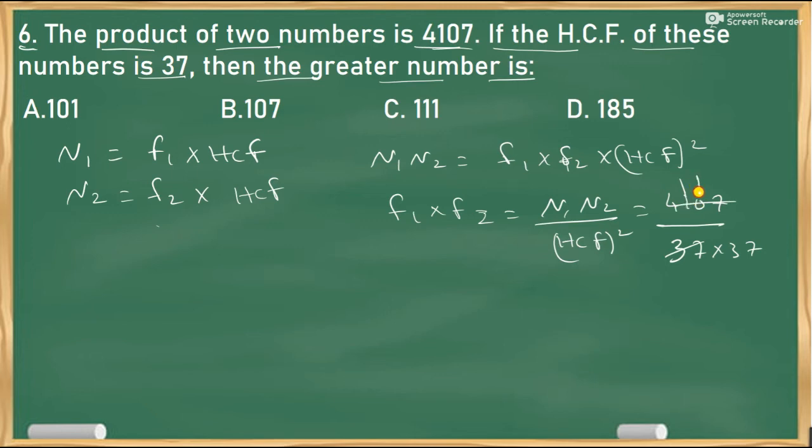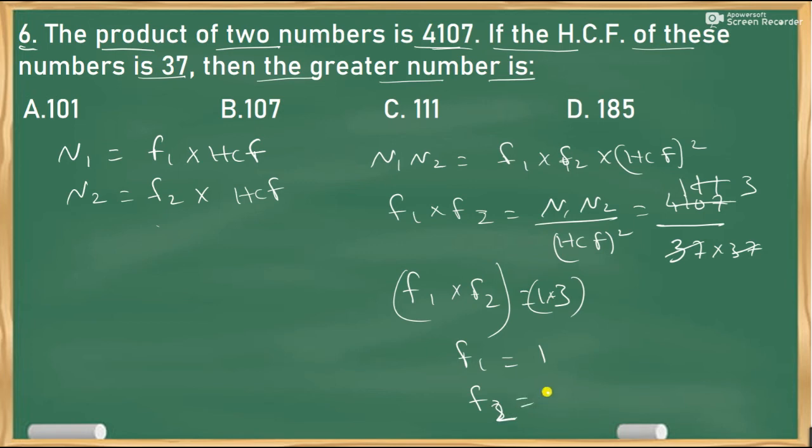So 37 ones are 37, and so on. Then 37 ones are 3. So the product F1 into F2 is 3, and it has to be co-primes. That means the number is 1. Clear? So obviously F1 is 1 and F2 will be 3.